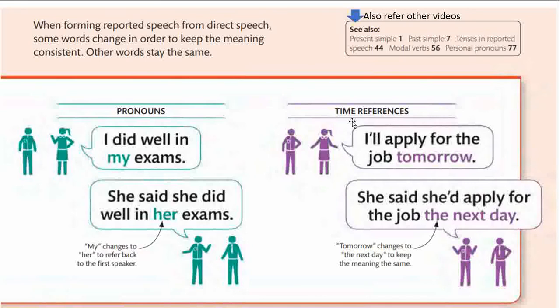Then we come to the time reference, the adverb of time. The adverb of time changes accordingly depending on when you are reporting. I'll apply for the job tomorrow. Now, in this sentence, the person mentioned the word tomorrow. She said she would apply for the job the next day or the following day. Tomorrow changes to the next day to keep the meaning the same, or it also changes to the following day.